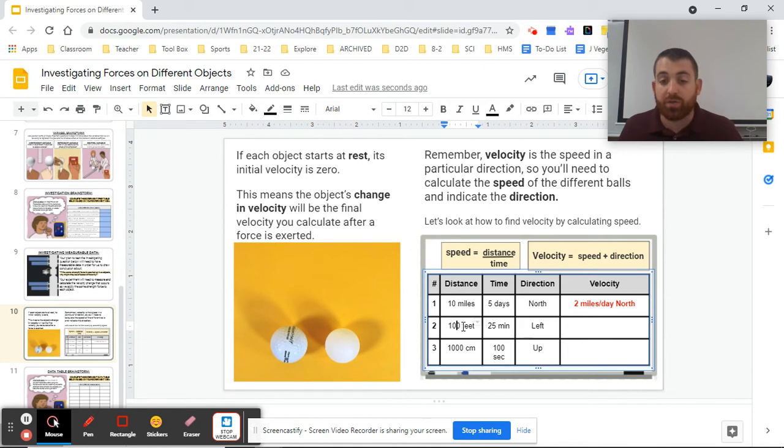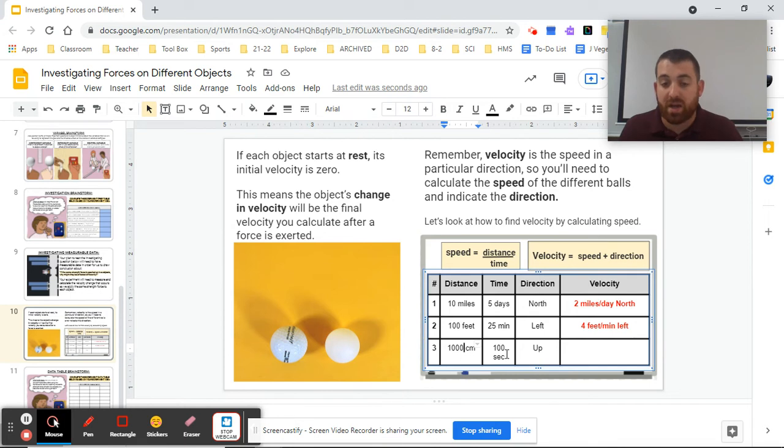The next one, 100 feet is the distance an object traveled. It did that in 25 minutes, and it did that in the direction left. So we look at our equation here, speed equals distance divided by time. So we would take 100 divided by 25, and we would get 4. We know it's distance divided by time, so it's feet per minute. And the direction it's traveling is left. So maybe this is a very small bug, and it's traveling 100 feet every 25 minutes. So it's traveling 4 feet every minute, and it's maybe moving in the direction left.